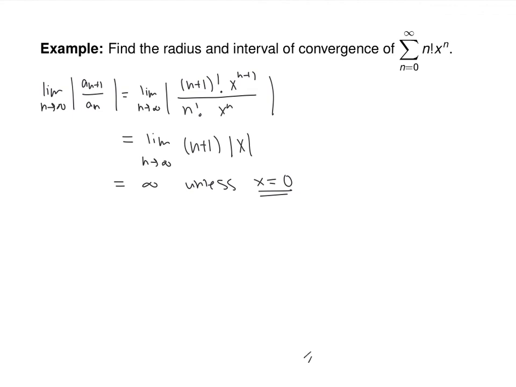So that means that the interval of convergence is just 0, and the radius of convergence is also 0. So then your limit will only equal a finite number for a particular value of x, then the interval of convergence will just be one number.